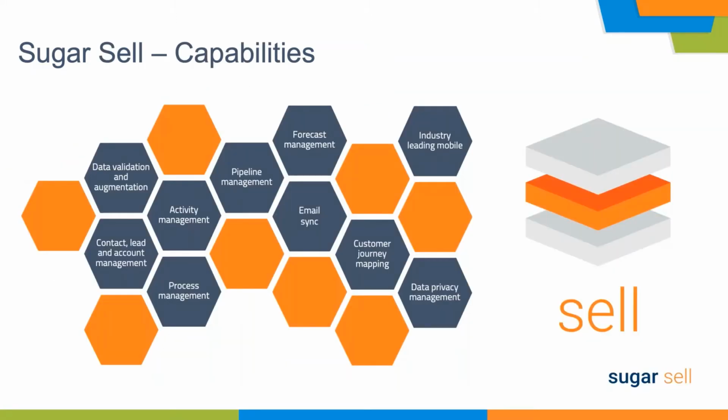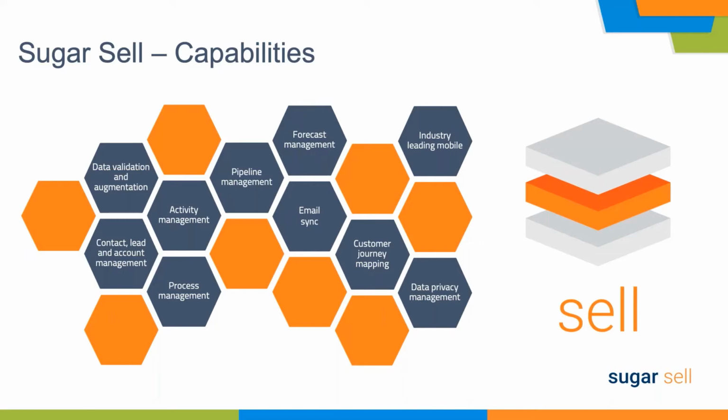Sugar Sell is most like Sugar Enterprise. It has all of the Salesforce automation capabilities of Sugar Enterprise, but it removes some of the more support-oriented kind of features like case management. So inside Sell, you have data validation and augmentation. You have the things that you would expect, like contact, lead, and account management.